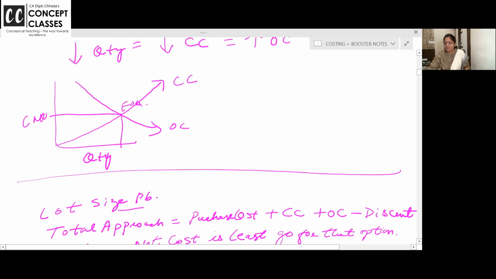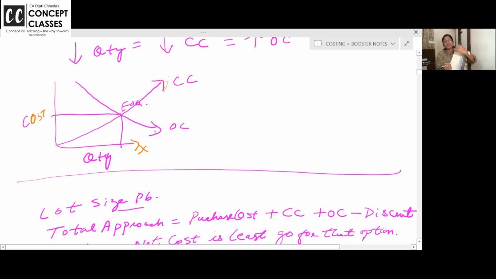Let us understand it from this diagram. Look at the screen. On the x-axis, I have written quantity. On the y-axis, I have written cost. As you increase the quantity of your purchase, your carrying cost is rising. Are you all clear with me? The more you purchase at a time, the higher your carrying cost, and the ordering cost will be low.